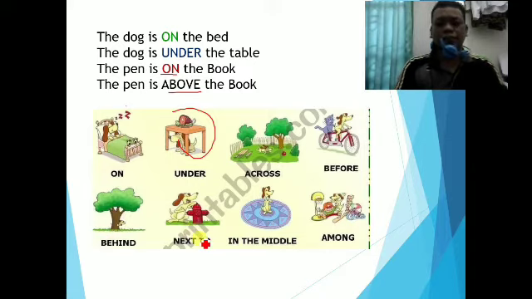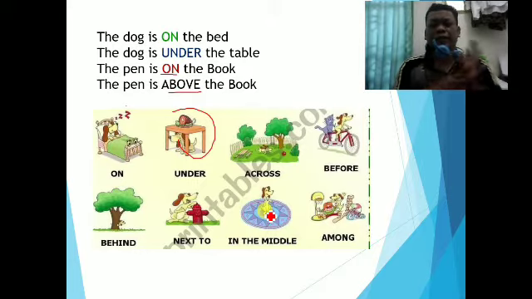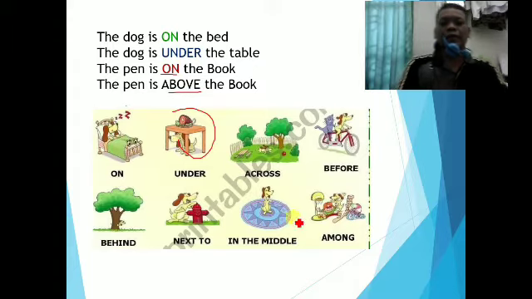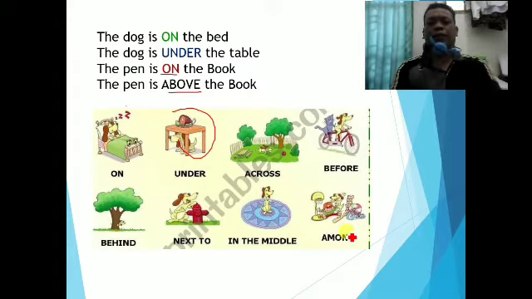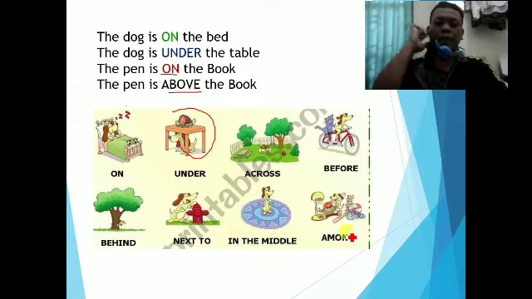Next to. Sebelahan. The dog is next to the hydrant. Anjing ini berada di samping hidran. In the middle. In the middle berarti di center atau di tengah-tengah. So the dog is in the middle of the rug. And then among. Among means di antara banyak, ya.